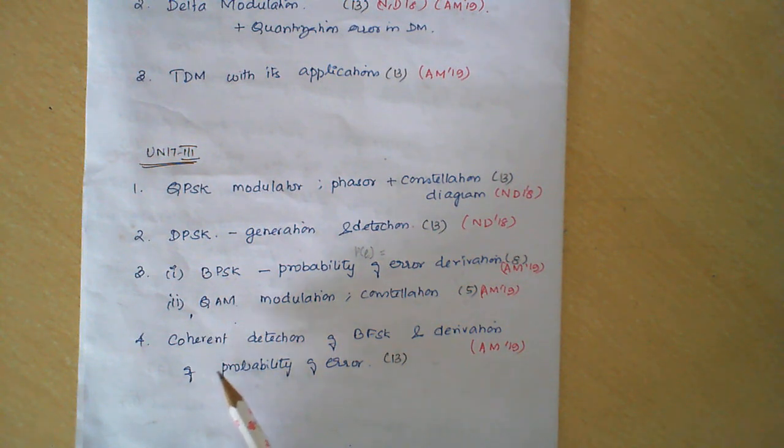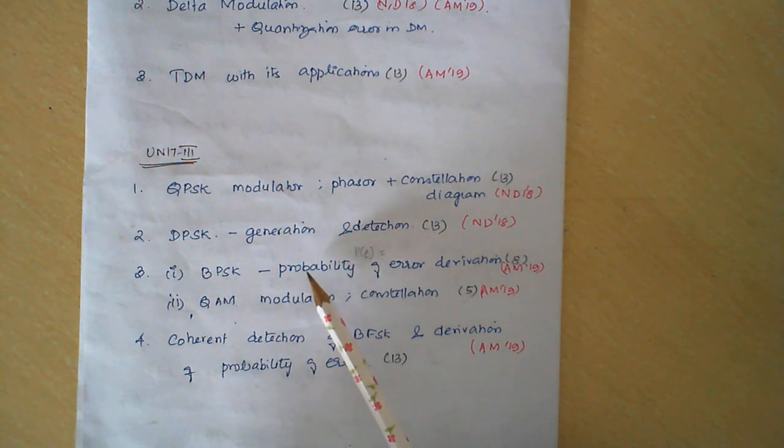Then coming to the fourth question, in the either-or choice they have asked about BPSK, binary phase shift keying, and its probability of error derivation. So when talking about BPSK and BFSK, they are relating it with probability of error derivation too. So read what the probability of error derivation is also.